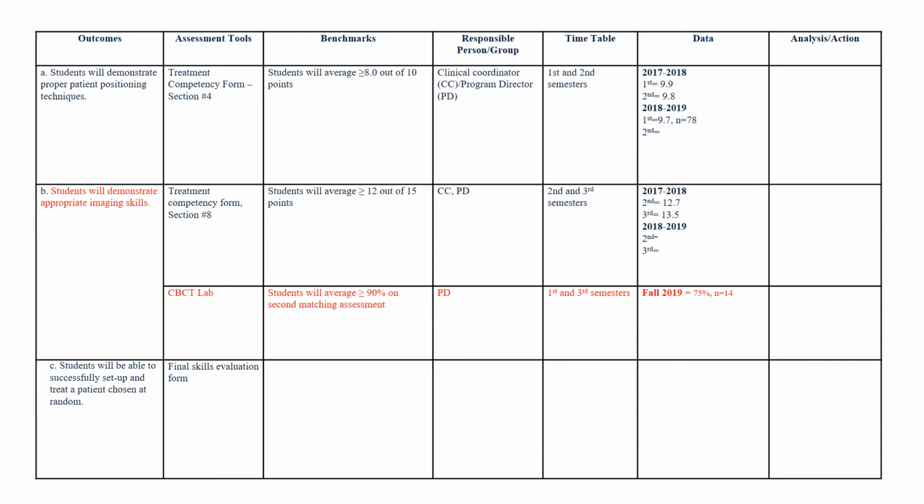The first time they do this, I don't expect they'll be very good at it. I do this in the fall, and I look for whether they get the patient within a certain position. Then I'm going to measure this again at the end of their time at the university. We expect to see that more than 90% of the students will be within the tolerance during that second matching assessment.